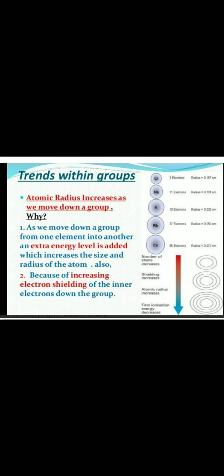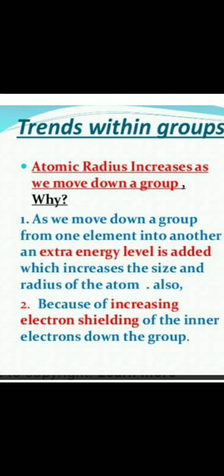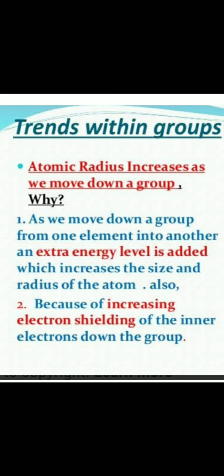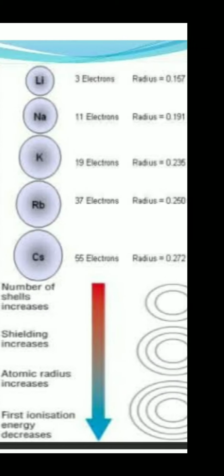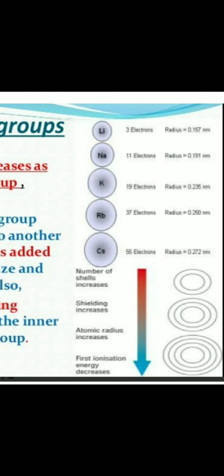Atomic radius increases as we move down a group. Why is this? As we move down a group from one element to another, an extra energy level is added, which increases the size and radius of the atom. This is because while we go down a group, a new shell is added.